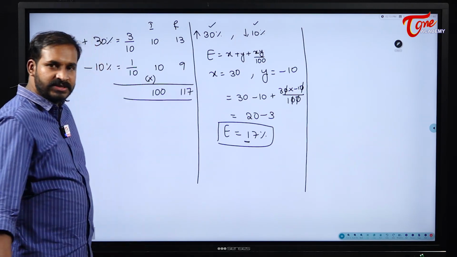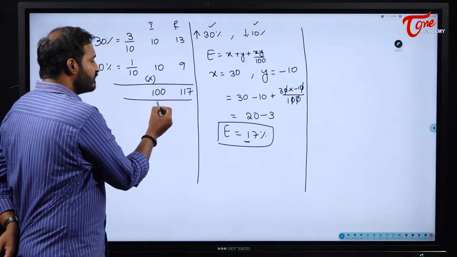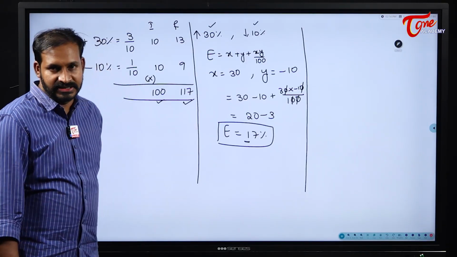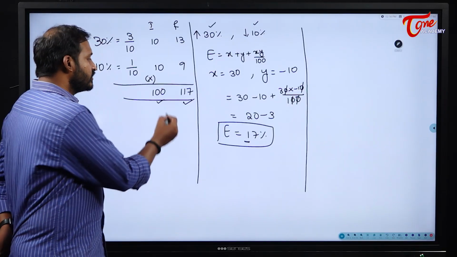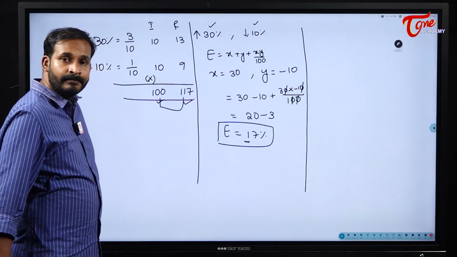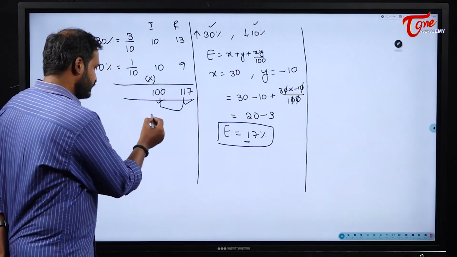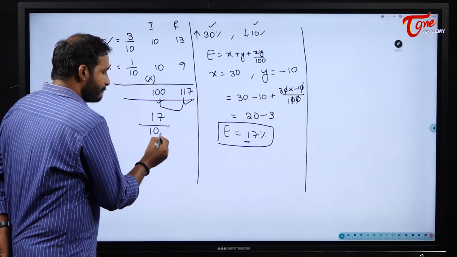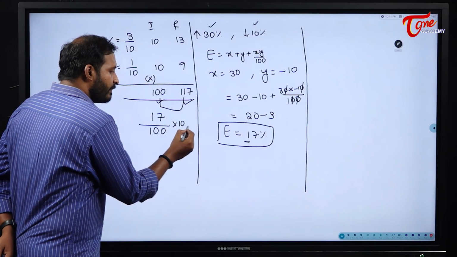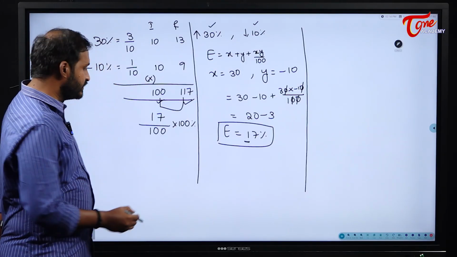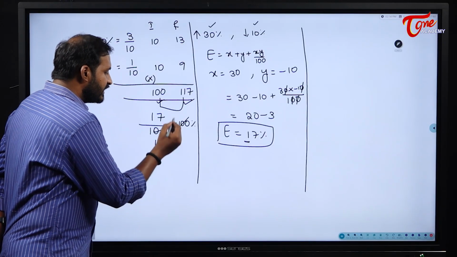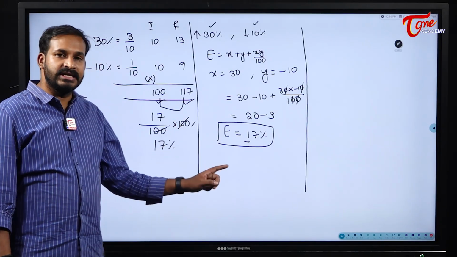So now if you observe carefully, my actual investment becomes 100, but in return I got 117. So what is the difference here? I have a difference of 17. And what is the actual value for me? 100 into 100%. So 100 is going to get cancelled and we will be left with 17%. See here, the same answer here and here.